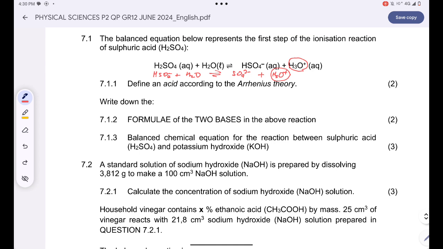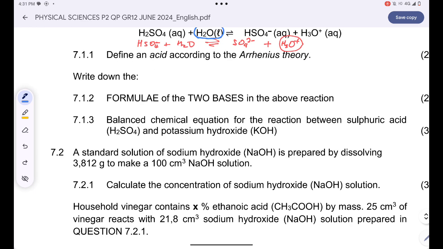Write down the formula of the 2 bases in the above reaction. Firstly, let's focus on the forward reaction. Remember that a base is the one that is going to accept a proton, and an acid will give away a proton. So sulfuric acid gave away a proton and became HSO4 minus. But H2O accepted a proton to become H3O plus. So this is our base. I know that H2O is my base.